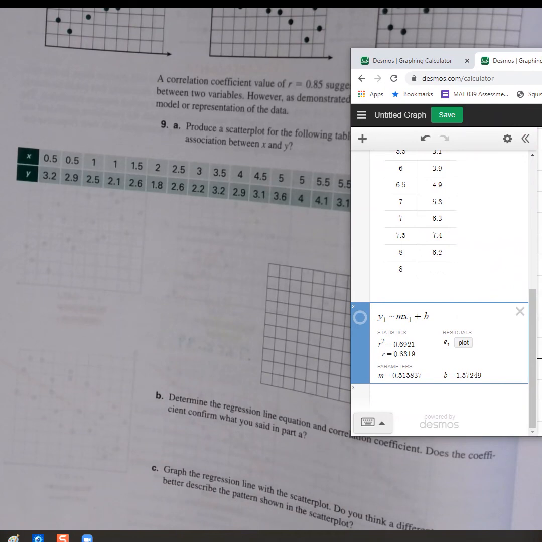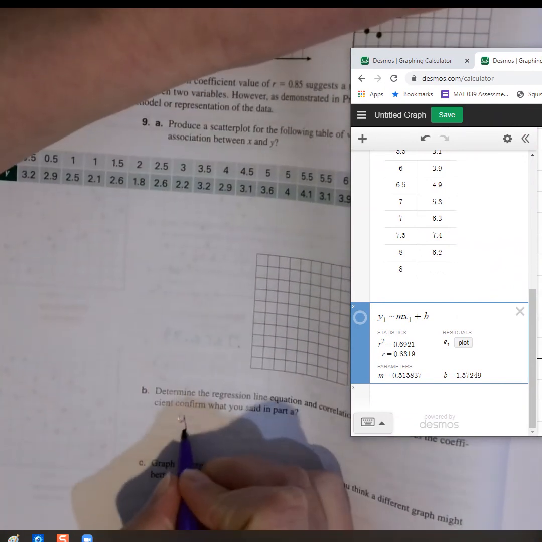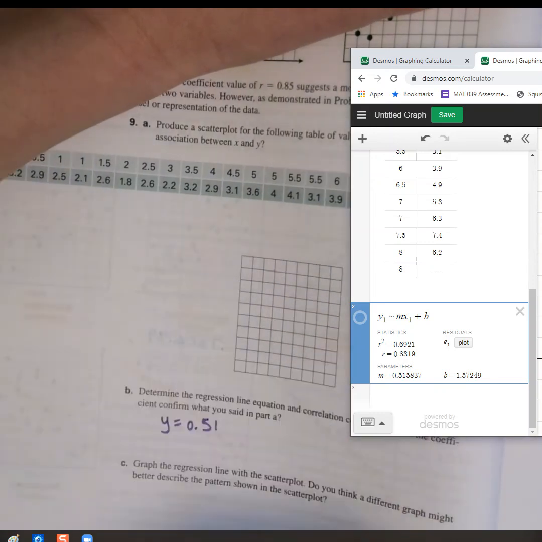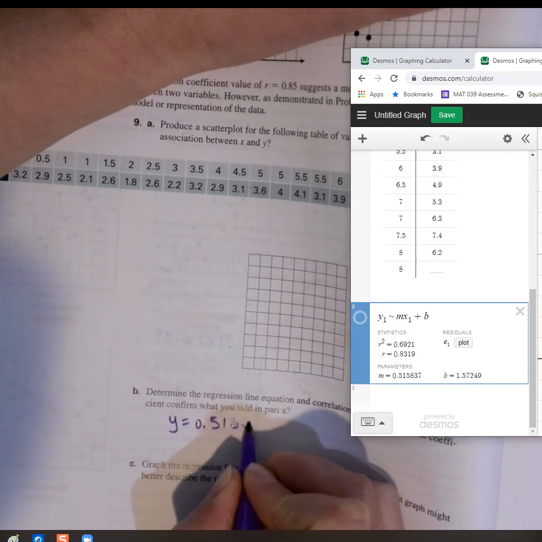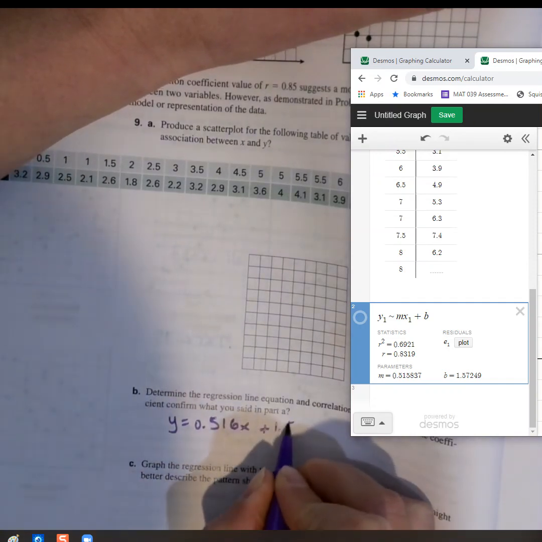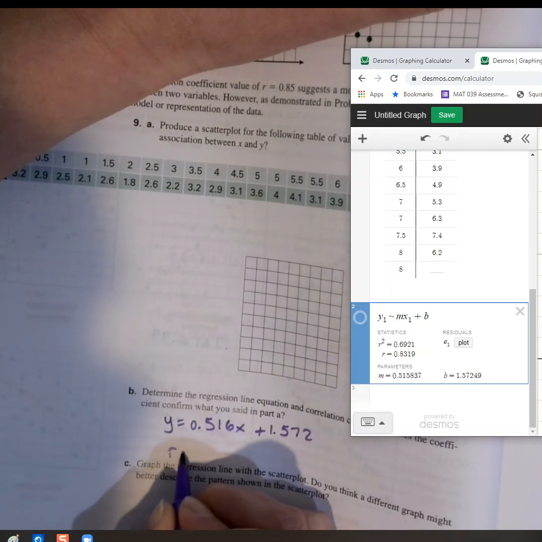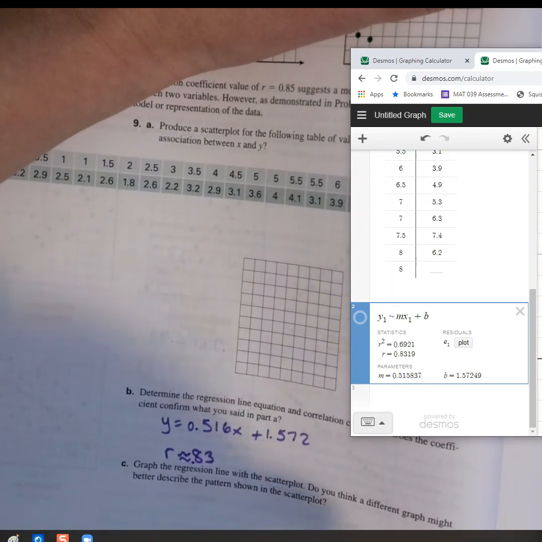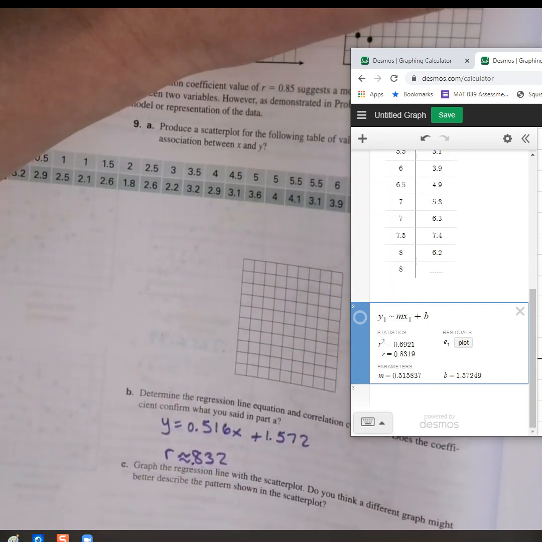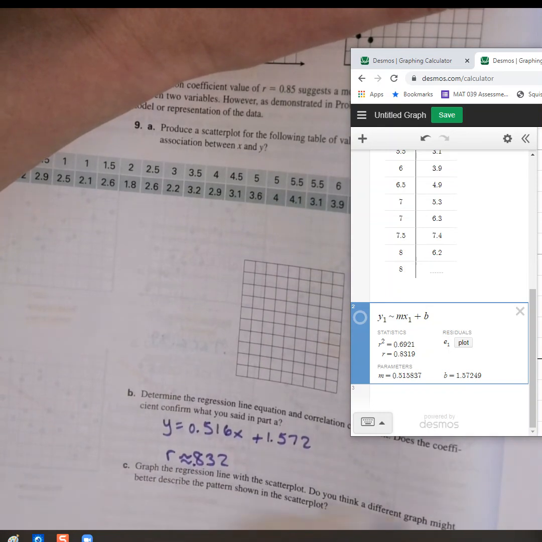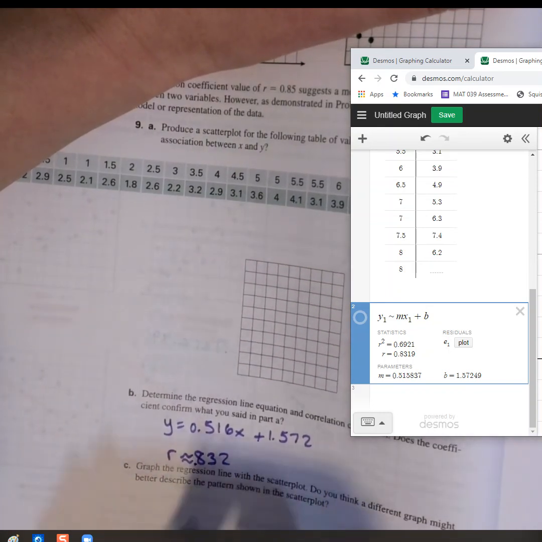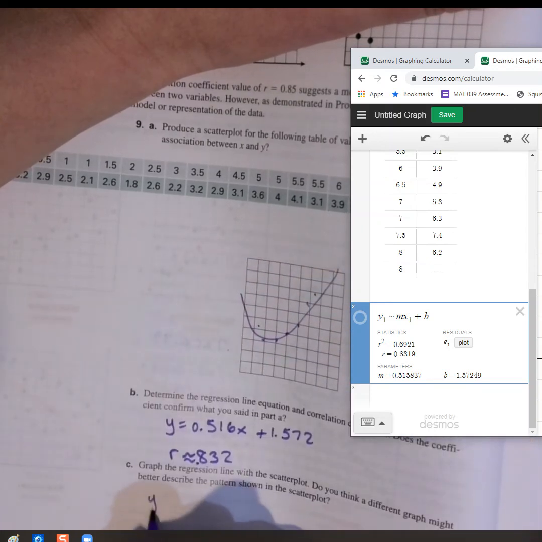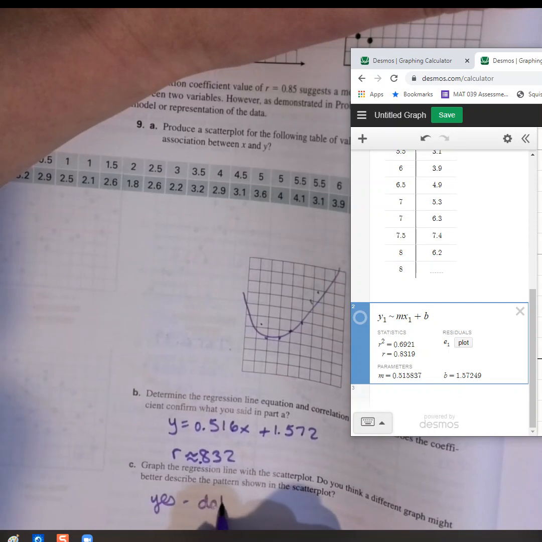So the regression equation for this one would be y equals 0.516x plus 1.572 with an r value of about 0.832. And do we think that a different graph might have done a better job? Yes, because that data set is that swoosh type. So yes, the data does not appear linear. It appears to have some curve to it.